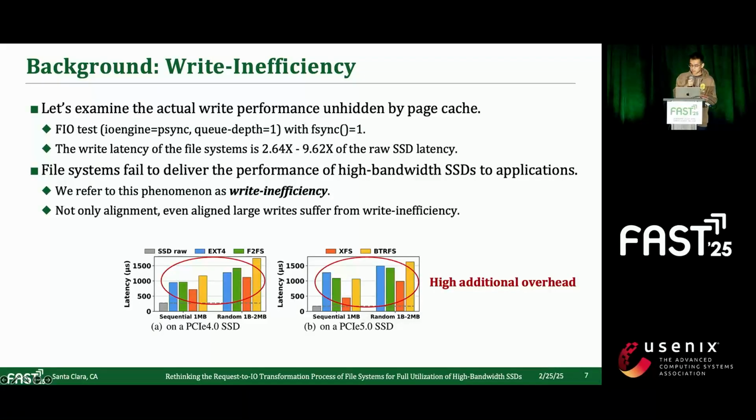This led us to investigate the actual write performance hidden by the page cache. We added fsync for each write. The results are striking. The write latency was almost 9 times higher than the raw SSD I/O latency. This confirms our hypothesis: file systems are failing to deliver the full potential of high bandwidth SSDs. We call this phenomenon write inefficiency. And this is not only true for unaligned writes. This is also true for aligned large writes.